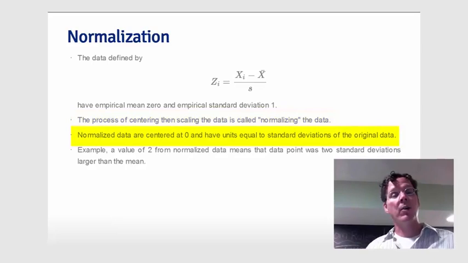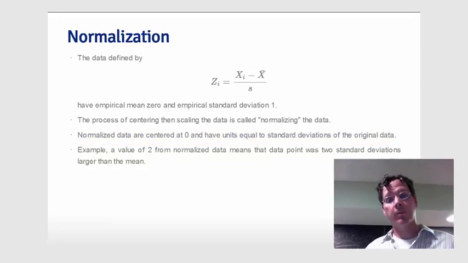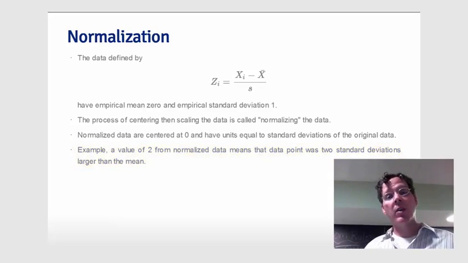So normalized data are centered at 0 and have units equal to standard deviations away from the mean. As an example, if something has a value 2 from normalized data, that means the data point was 2 standard deviations larger than the mean. As its name would suggest, normalization is an attempt to make otherwise non-comparable data sets comparable.